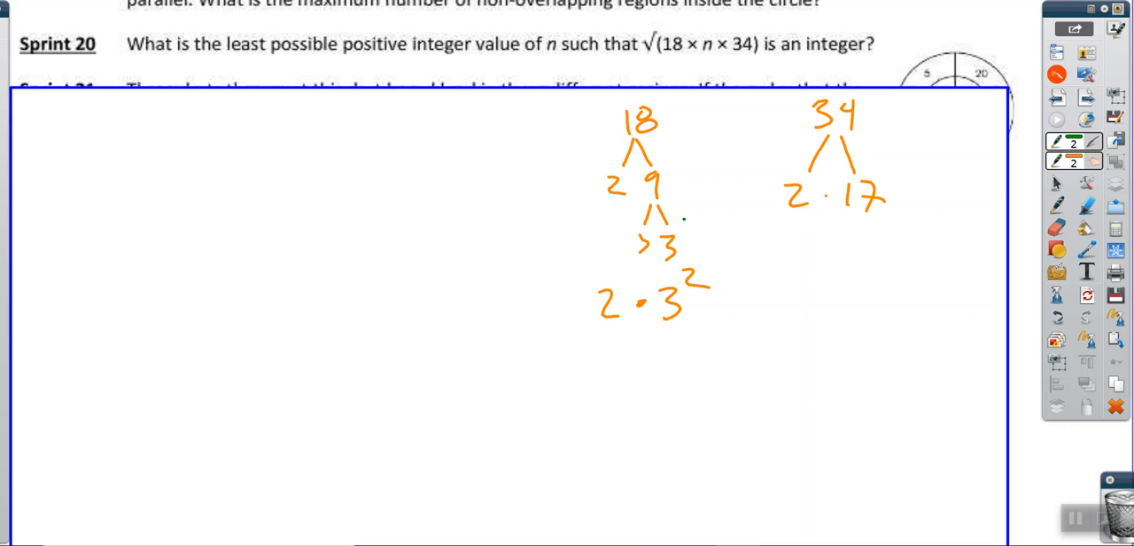So we already have one 2. Now we have a second 2, so that means we have 2 squared. And 17 is a prime. I can't do anything with that. So the only number in the prime factorization that's inside the square root symbol is 17. So that means we need to have another 17 for us to have a perfect square. Therefore, n is equal to 17.